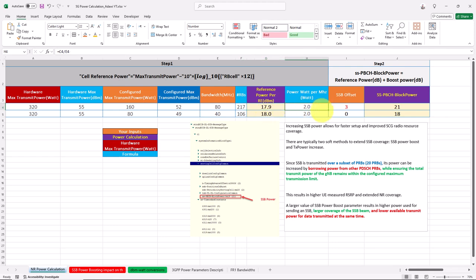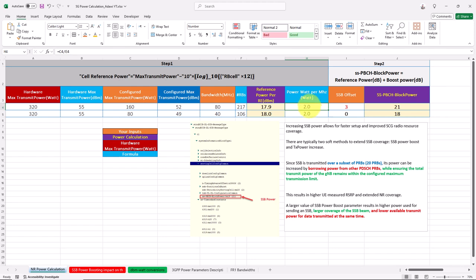And here I'm just calculating the power in watt per megahertz. For example, I would like to know how much power I have per each megahertz, because at the end, the national regulator, as I mentioned, might ask you to configure a specific power per megahertz.